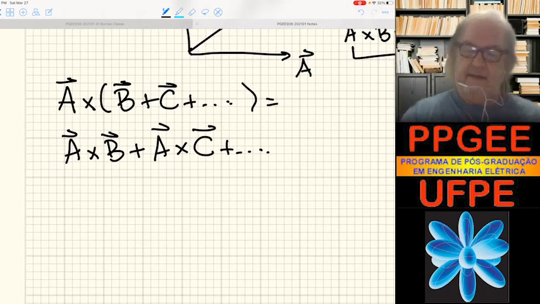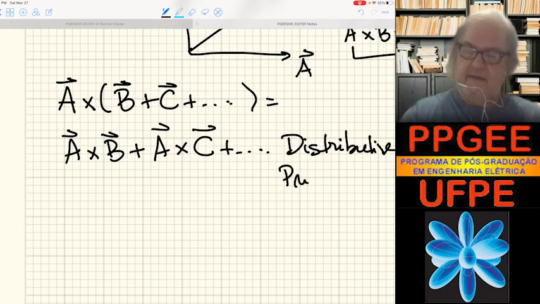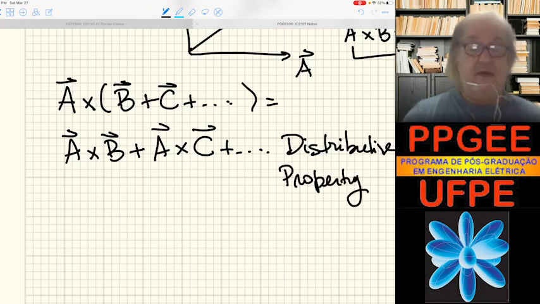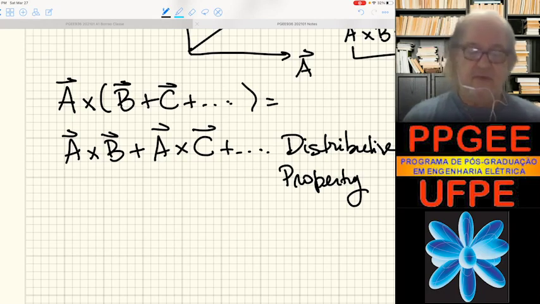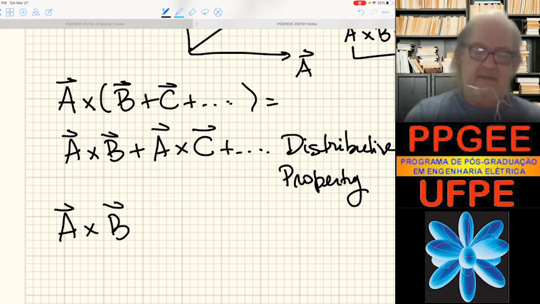So this is a distributive property. On the other hand, you cannot commute. So the A cross B operation doesn't commute. If you make A cross B, it's going to be minus B cross A, right?